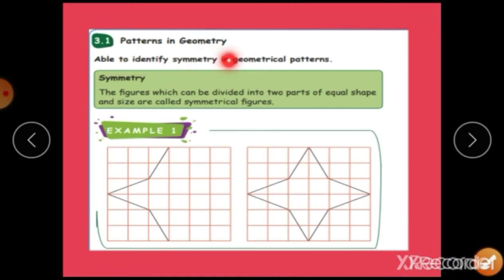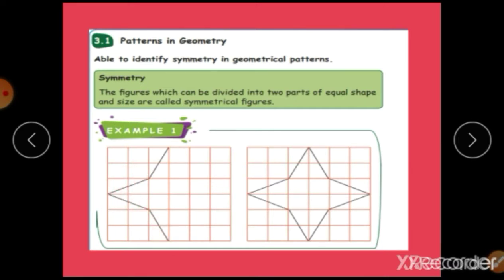The next one, patterns in geometry. Able to identify symmetry in geometrical patterns. Symmetry: the figures which can be divided into two parts of equal shape and size are called symmetrical figures. Here one shape is given.